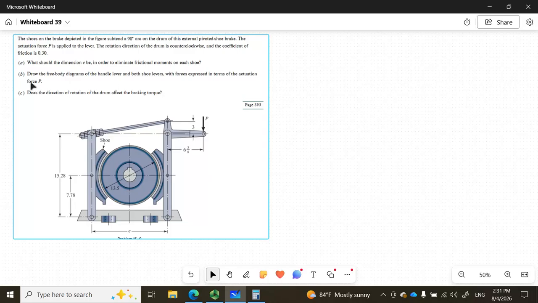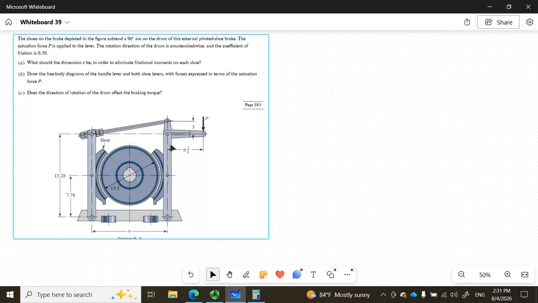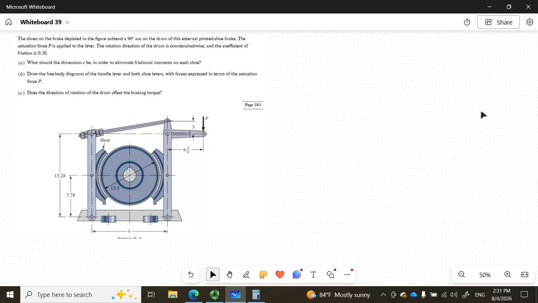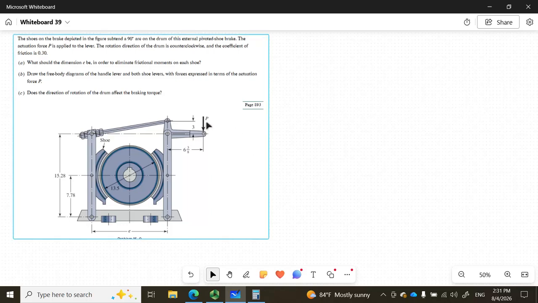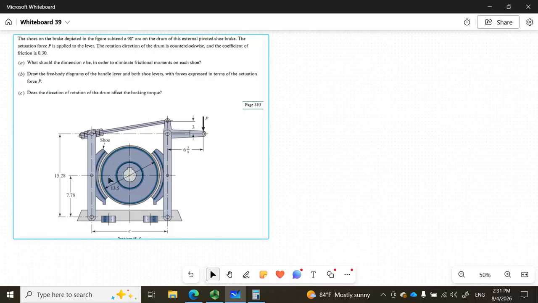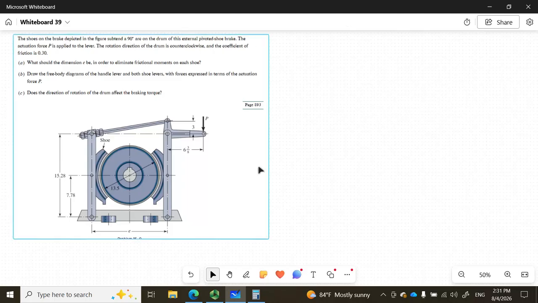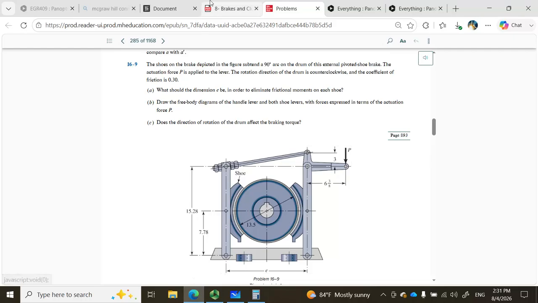Alright, so then part B is find reaction forces, do FBD diagram of lever handles, brake levers, this one and this one, and then find reaction forces and find everything in terms of P. So this P is like input force. Does the direction of the rotation of the drum affect the braking torque? So that's the question we're going to answer at the end. Alright, so before doing this, let's look at the lecture related to this.